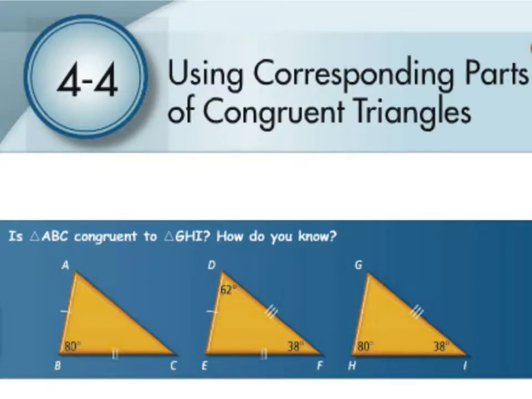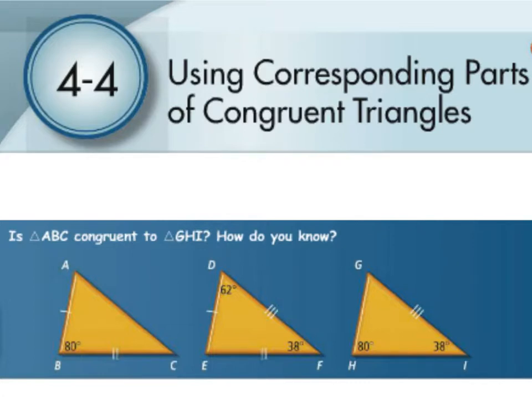Hi there. Today we take what we've been doing the past couple days and take it to the next level. We've been proving triangles congruent. We have 4 shortcut ways to do that: side, side, side; side, angle, side; angle, side, angle; and angle, angle, side. We've got those 4 shortcuts. Now what we're going to do is look at, once you have congruent triangles, what do you know about that? So look at this example.